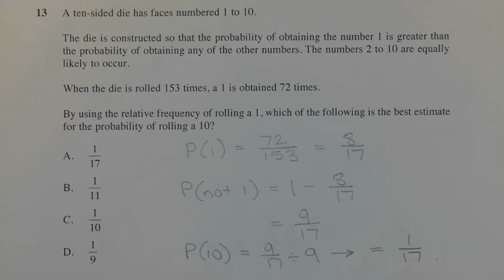The experimental probability of rolling a 1 based on the result of this particular experiment is 72 over 153, which simplifies to 8 over 17. And we get that from this line here. When the die is rolled 153 times, a 1 is obtained 72 times. So it's almost 50% of the time.